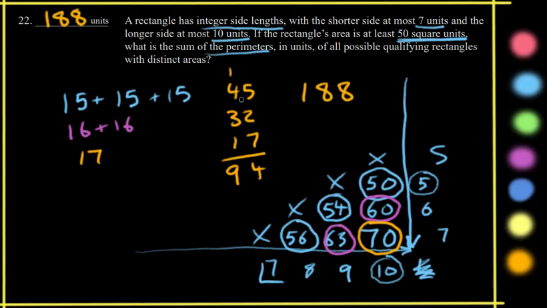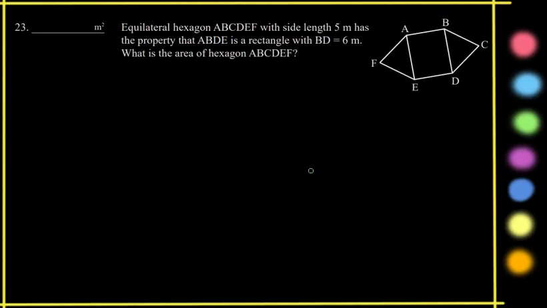Hopefully that made some sense. A little bit tricky. All right, let's go on to this one. This one says, this is number 23. It says an equilateral hexagon. Okay, so what is an equilateral hexagon? It's not a regular hexagon, but it's equilateral. That means all these sides are all the same length. Okay? They're all the same length. And it says side length 5 meters. So all of the sides are actually 5 meters, right? We could write a 5 on all of these if we wanted to spend the time to do that.